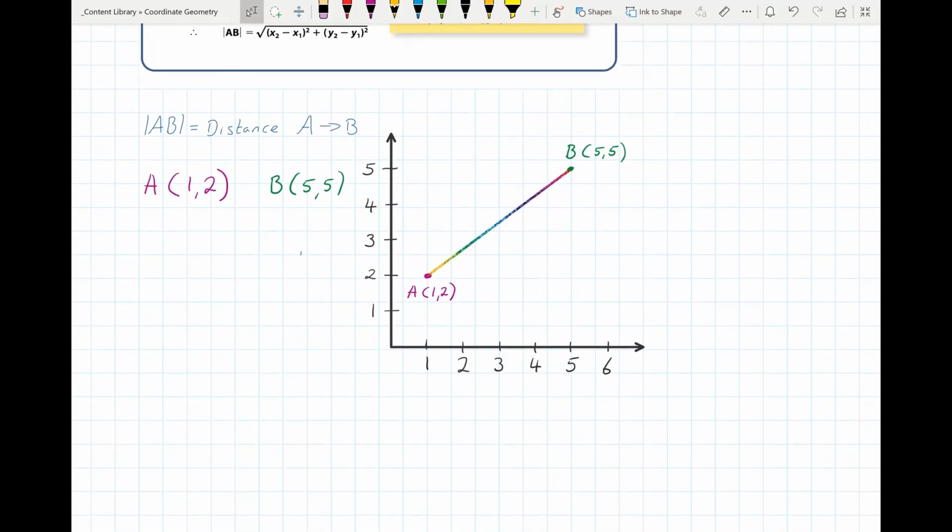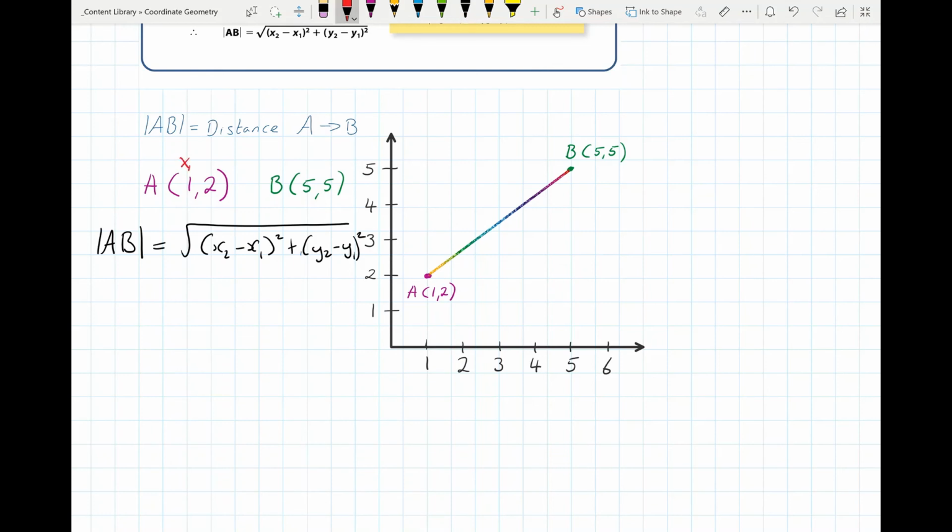Here's an example. The bars either side of AB mean the distance from A to B, and we have 2 points, 1, 2, and 5, 5. I've drawn them onto a graph for you so you can see where they're located and the length of the line. But we need to find a value now for the length of the line. Same as with all of these questions in this topic, you need to write out your formula before you begin. And then label your points.